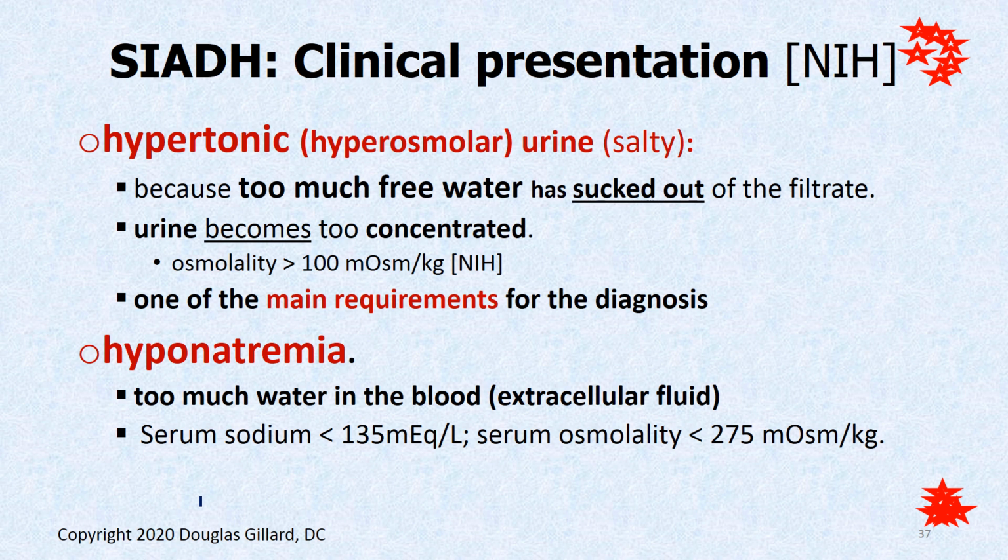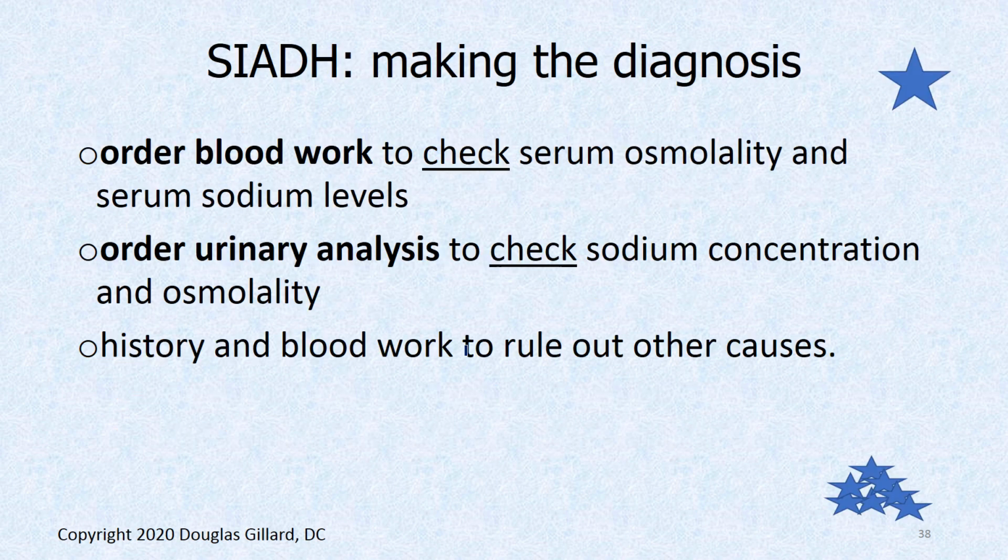Clinically, how does this present? Well, do a urinalysis, and they have hyperosmolar, salty urine. They have hypertonic urine, and we know why. ADH sucks the free water out of it. And they'll also have hyponatremia. Kind of said that already. Making the diagnosis, you can order blood work and check the serum osmolality. It's kind of like what we said in the last slide. I guess this is what you order. These two slides are basically the same thing.